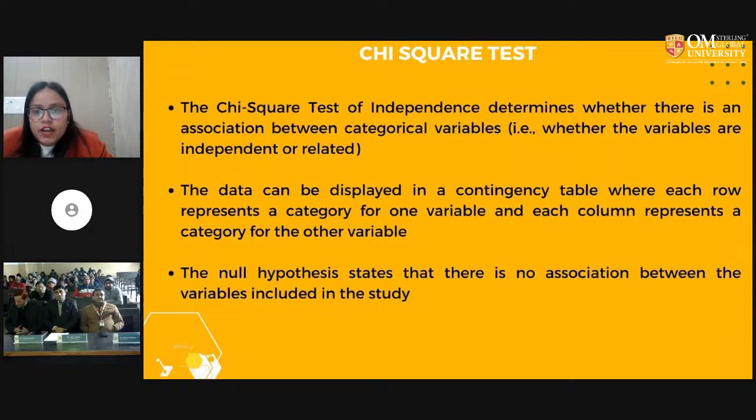Basically, when we are talking about the chi-square test, data is displayed in a contingency table. It will be in the form of a table because we have two categories. For example, we have a gender category and an income category. In that case, a table will be formulated, and on the basis of that table, you will be able to run the chi-square test and find out whether there is any relationship between the two variables or not.